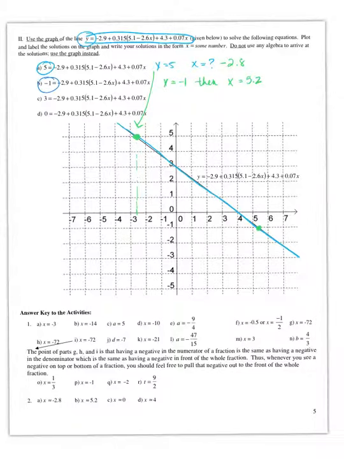In C, we have y equals 3. So we find the point on the line where y is 3. And we find the x value. x is approximately 0. And in the last one, we find the point on the line where y is equal to 0 and find the x value. For this one, x is about 4.